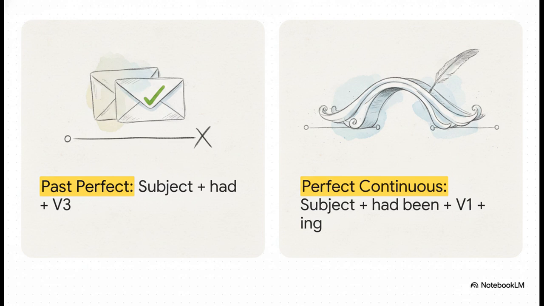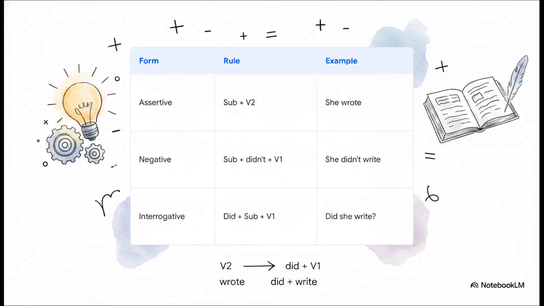This denotes an action that began before a certain point in the past and continued up to some time in the past. The formula grows, stacking "had been" with an -ing verb. She had been writing a letter. That "had been" variable acts as a really vital bridge connecting a deep past event to a slightly more recent past event.